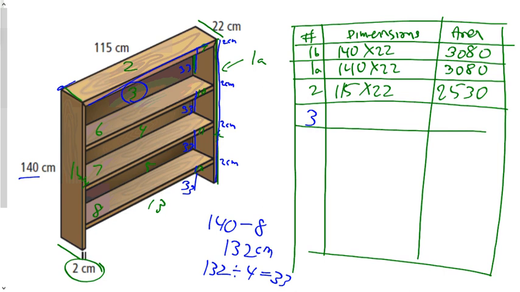115 is from this edge to this edge, right? Oh, it is 115. No, it's not, because we're going to miss 2 centimeters here, and we're going to miss 2 centimeters here. So actually, this is the weird part. It's 115 take away 4, which is 111, because that back is missing a 2 here and a 2 here. So it's 111. And the height we already calculated to be 33. Weird, eh?